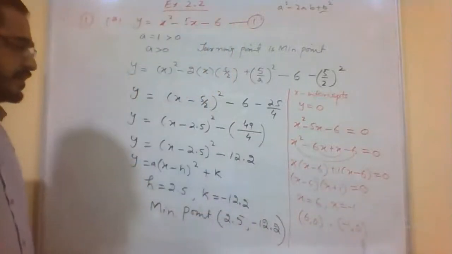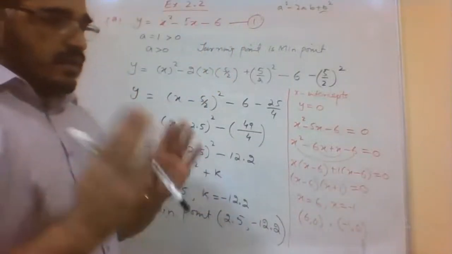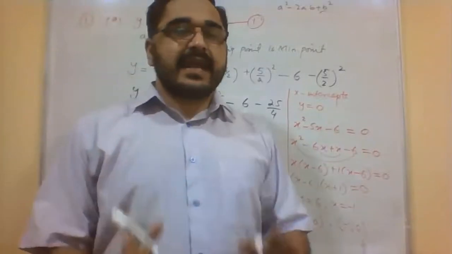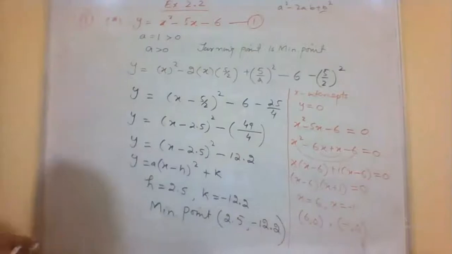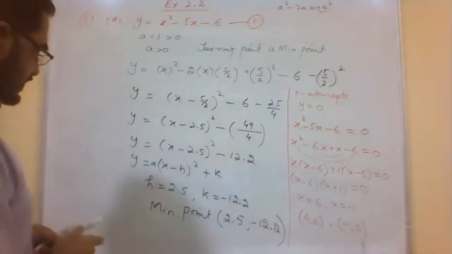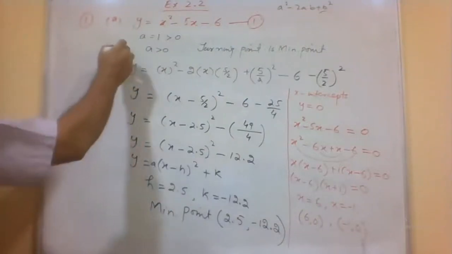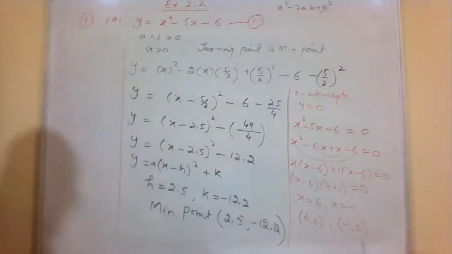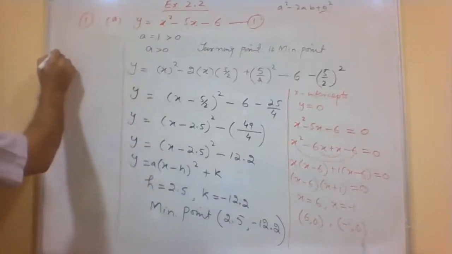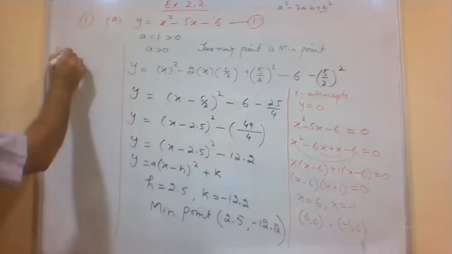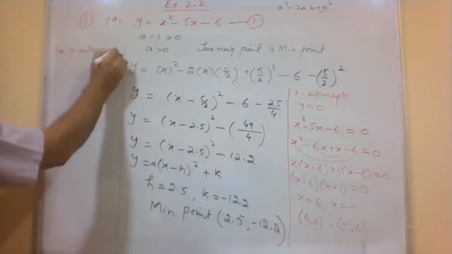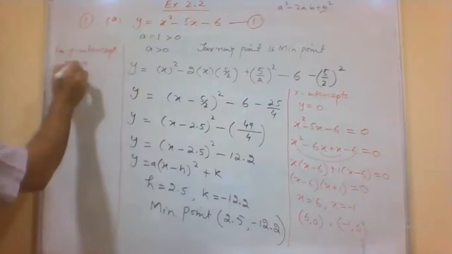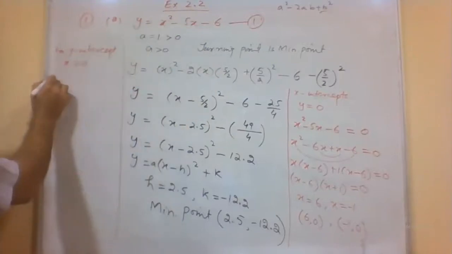Now we will get the point where the curve crosses the y-axis. For the y-intercept, x will be 0. That we will put here in equation 1.